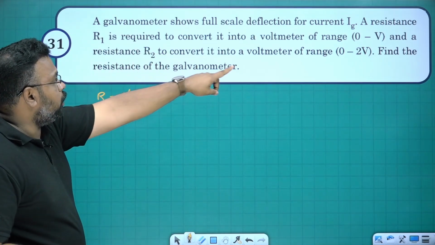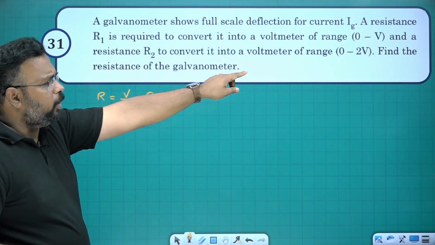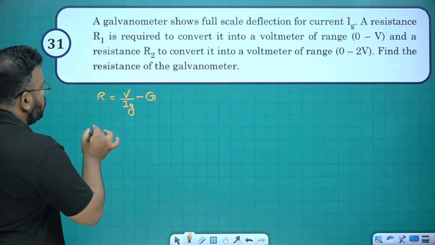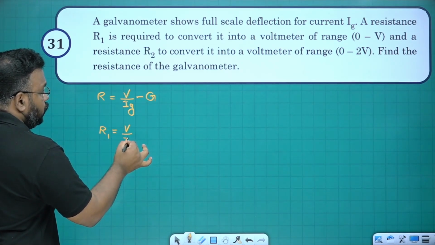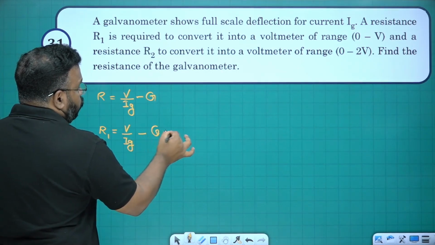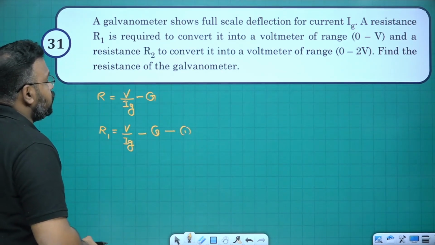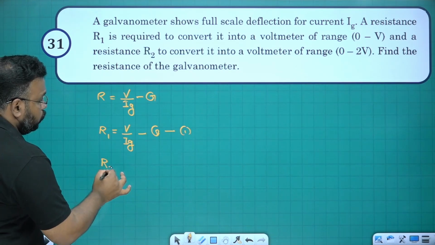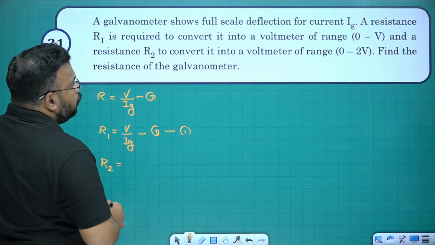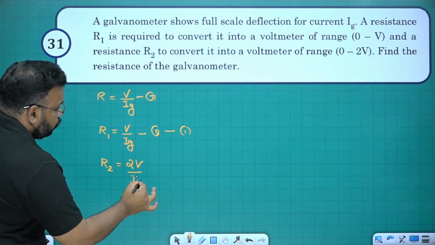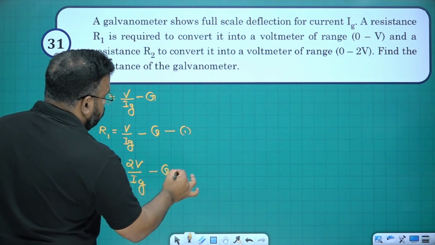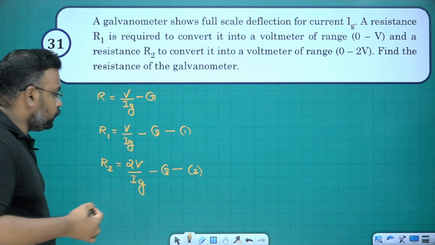So in the first case, we need to convert it to a voltmeter of range V. For that, what is the resistance required? R1. So R1 is equal to V by Ig minus G. I'm going to take it as equation number 1. And in the second case, we use a resistance R2 to make it a voltmeter of range 2V. So R2 is equal to 2V by Ig minus G. This is the second equation.